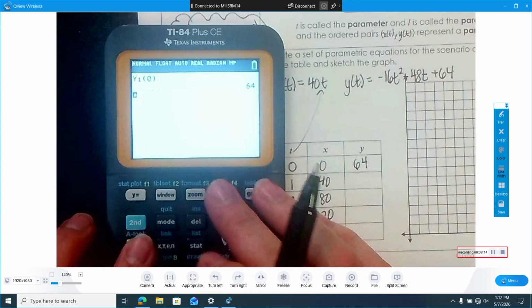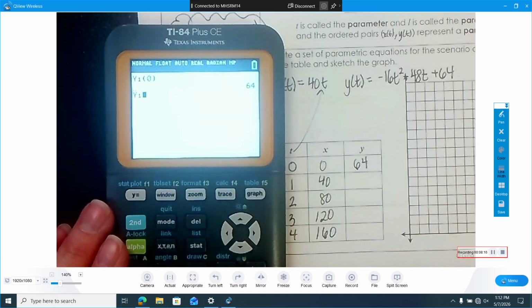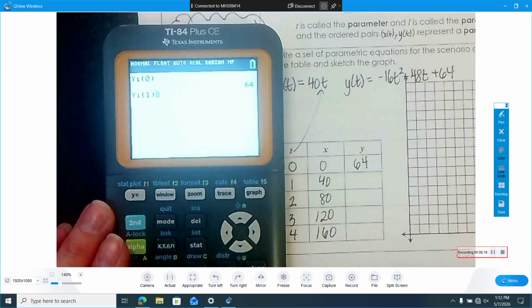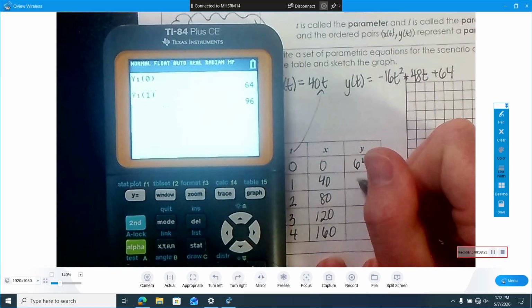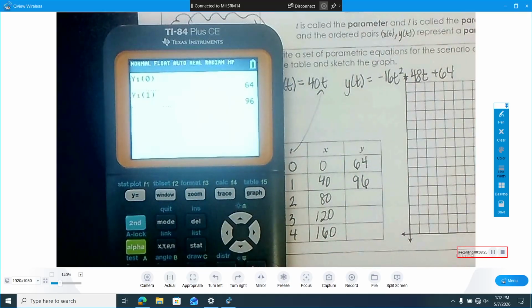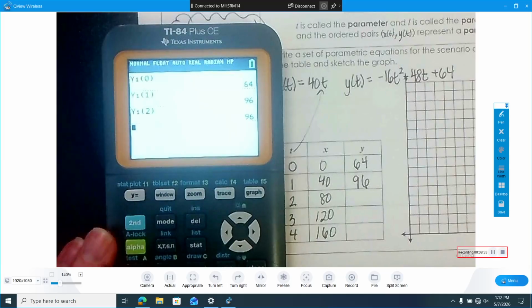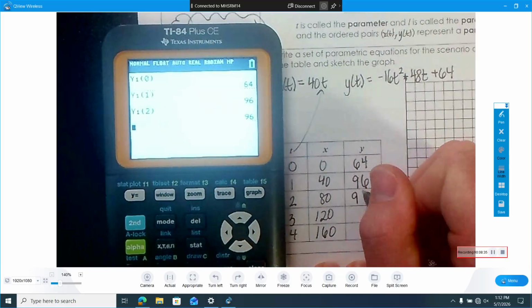And then I want to do alpha F4 y of 1. And so what it's doing is it's actually plugging it into the equation for us, and we get 96. Super good. It's so easy. This is a great thing to be able to do. And then I want y of 2. Oh, that's also 96. That's interesting.